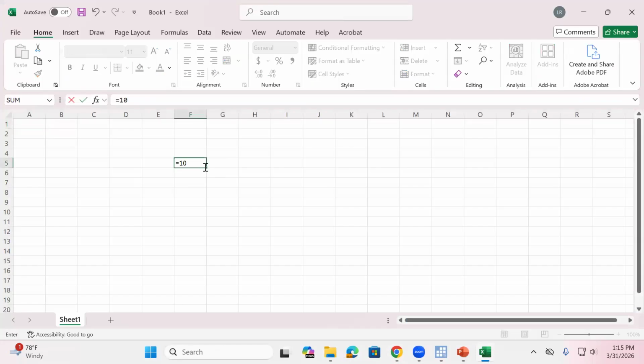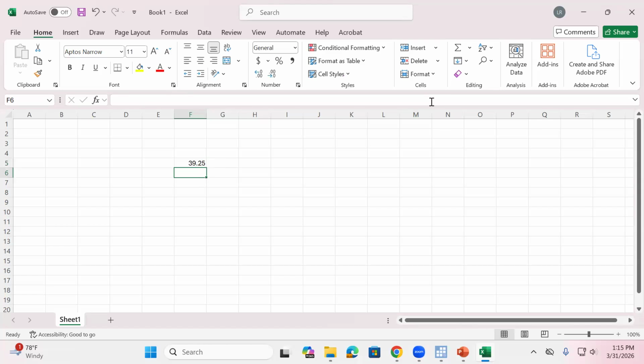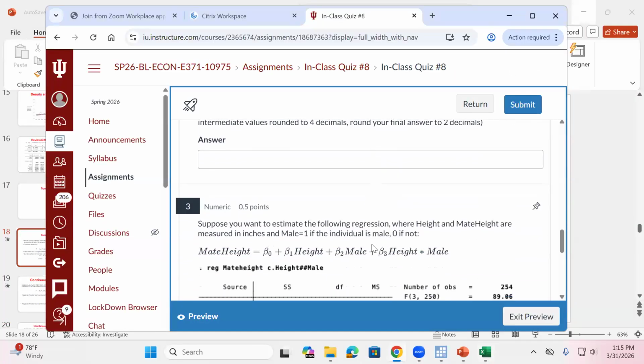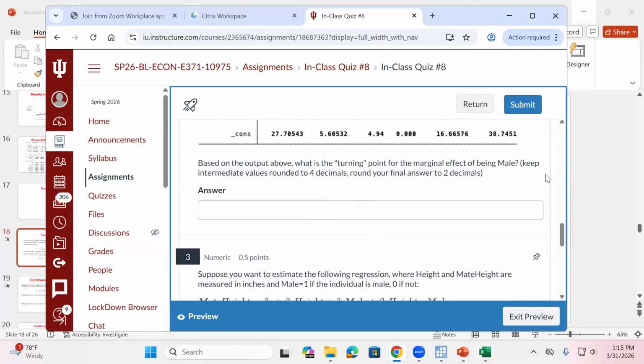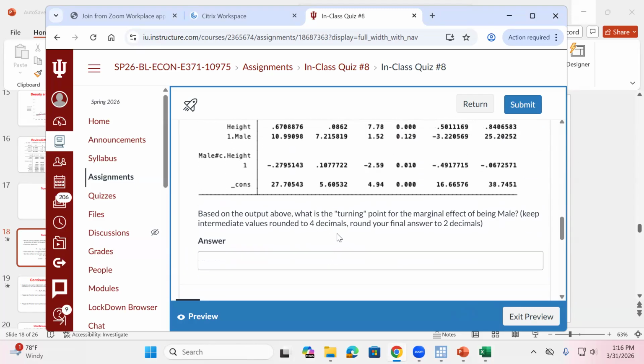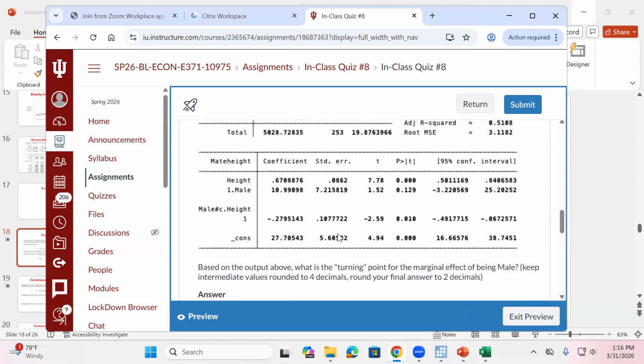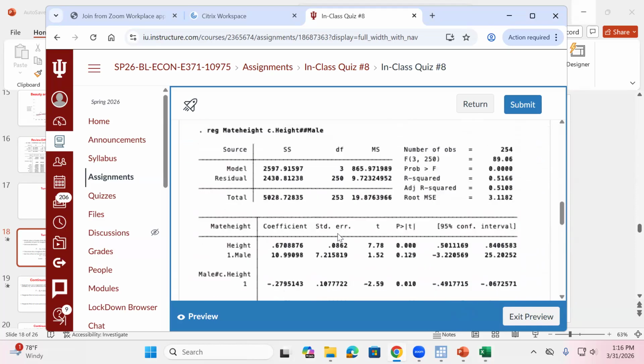Unless anyone can beat me to it. We get 39.25? Okay. So if we're thinking about what that turning point should be, I already forgot what we found, 39.25. Okay. So as long as you're following along with me here, these shouldn't be too bad. Now, I want to make a point here.